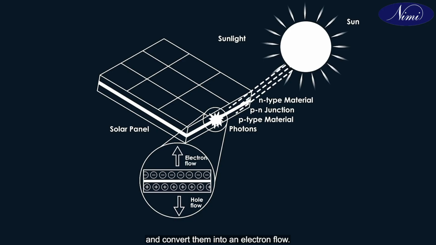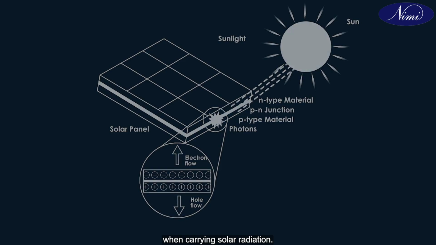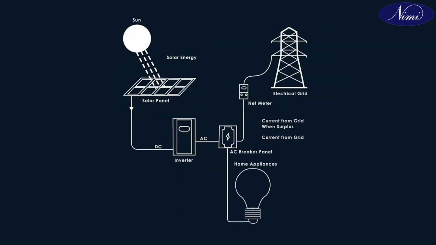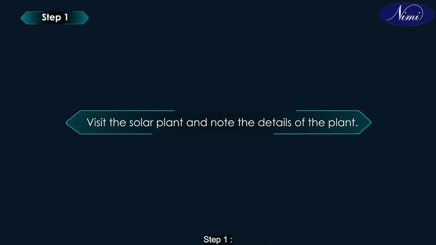an electron flow. Elementary particles known as photons travel at a speed of 3 lakh km per second when carrying solar radiation. When the photons strike a semiconductor material on the p-n junction, the junction breaks down and electrons start to come out and then to the load. The amount of power generated from the solar panel depends on the amount of sunlight that falls on the solar cell. Step 1. Visit the solar plant and note the details of the plant.